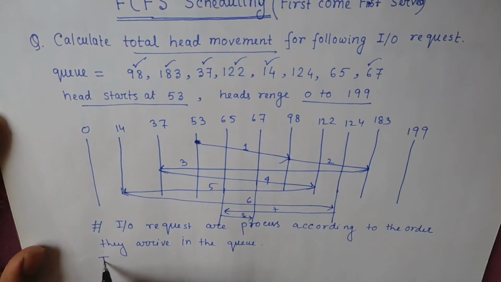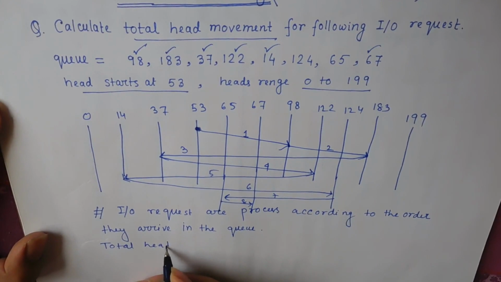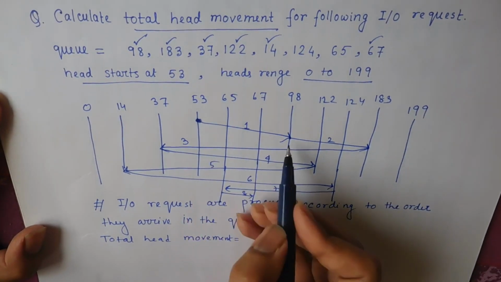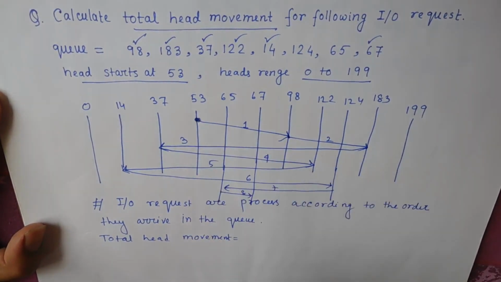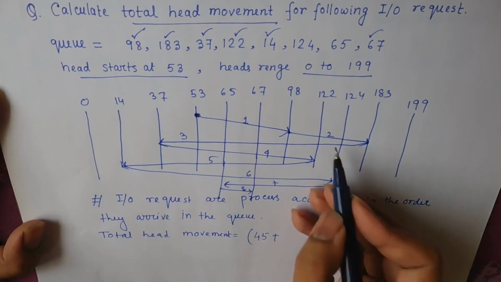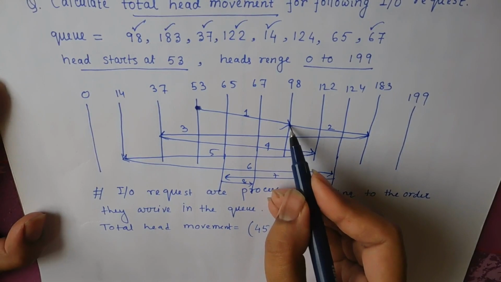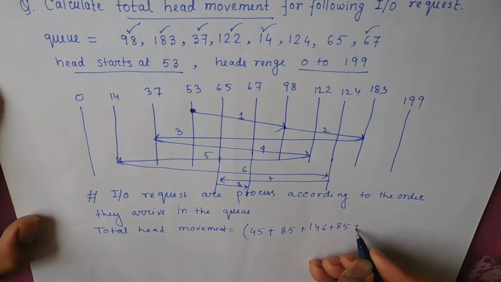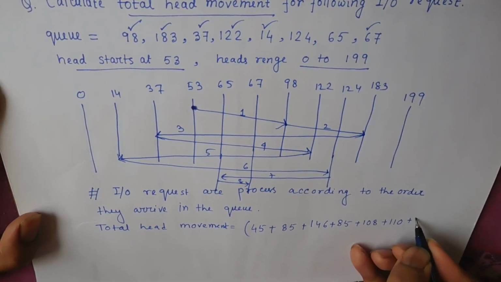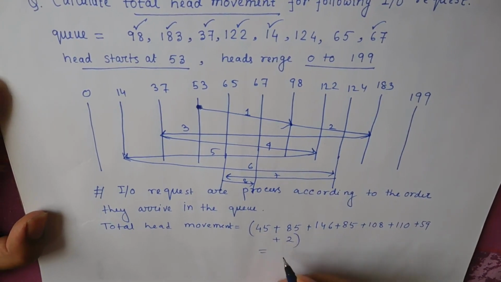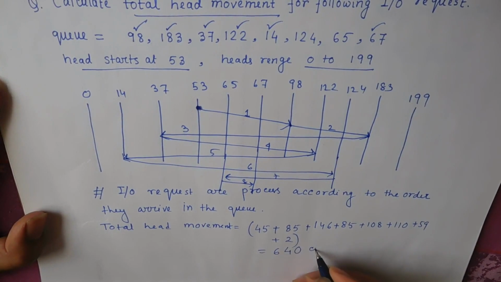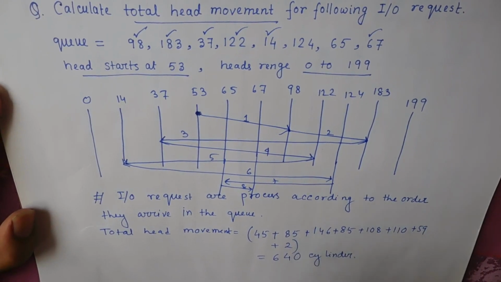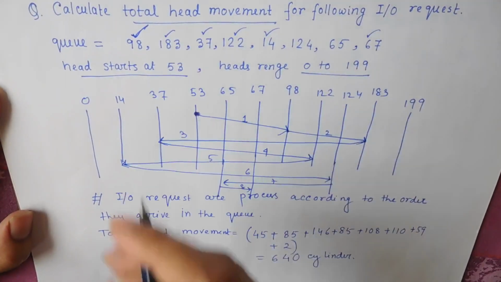So we have to calculate the total head movement. At the first movement, 98 minus 53, that is 45. Then the second movement, 183 minus 98, that is 85, and so on, for the third, fourth, fifth, sixth, seventh and eighth movements. So the total head movement is 640 cylinders. So here the I/O request that arrived first is served first.